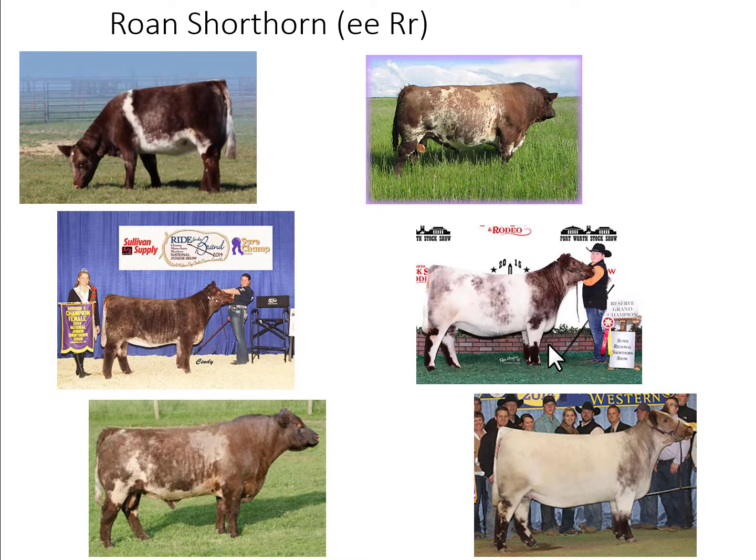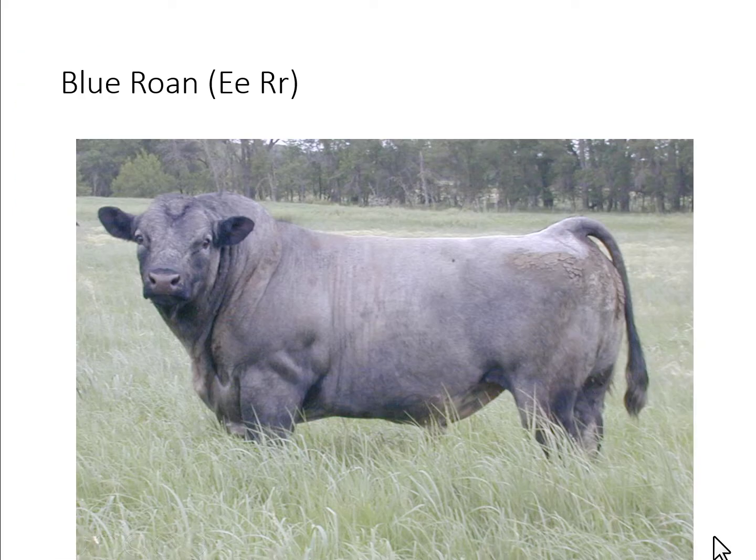So here's a picture showing the differences in roaning we can see in our cattle. You see here there's just minimal or more minimal roaning. And then all the way down here, we have one that's almost completely white. We can also have blue roans whenever we cross our cattle. So we have one big E and then big R. And for our blue roans, you can either call them blue roans or black roans. It means the exact same thing.